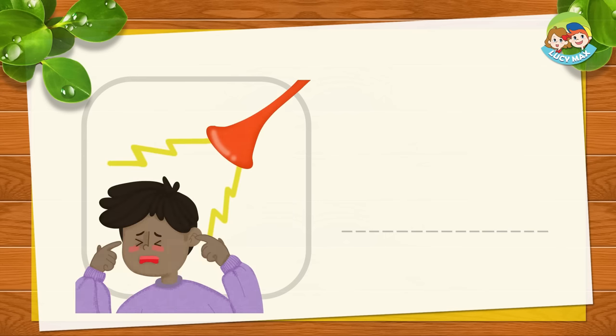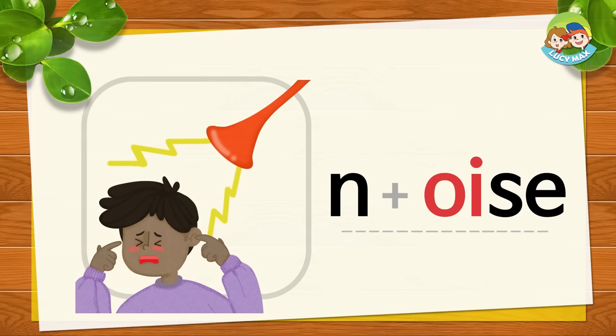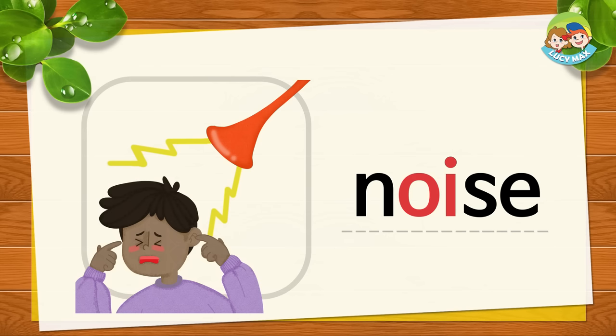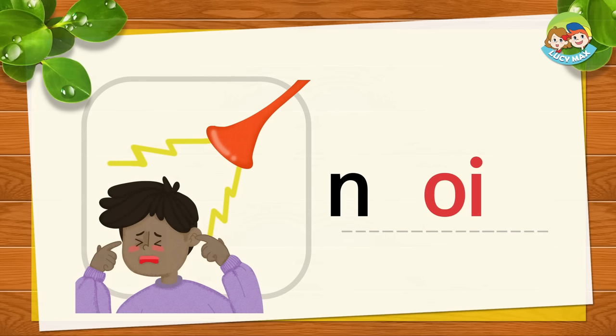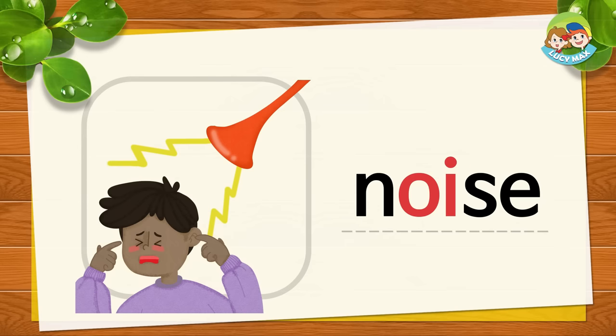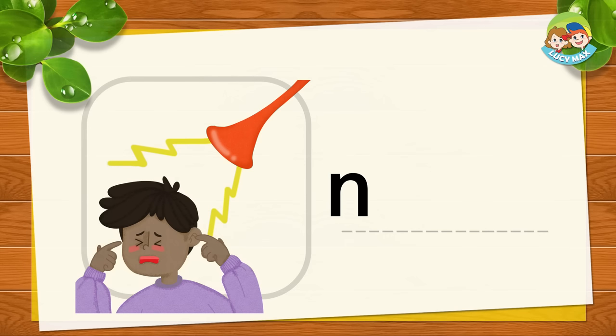Look at the boy. He doesn't like the sound. The sound is noise to the boy. N, oi, zzz. Together is noise. N, oi, zzz. Noise. You give it a try.